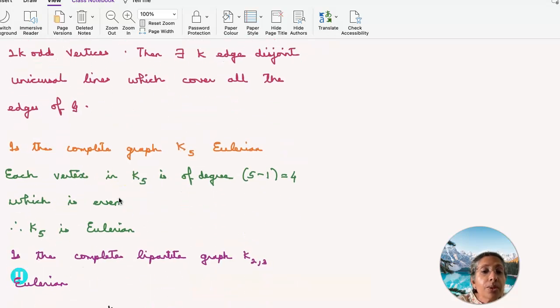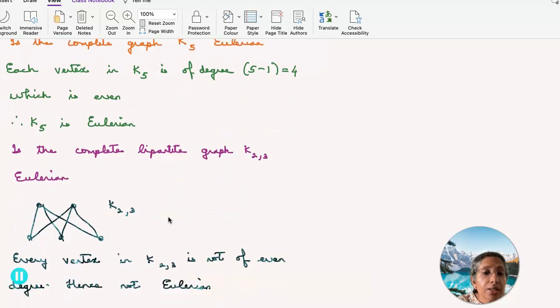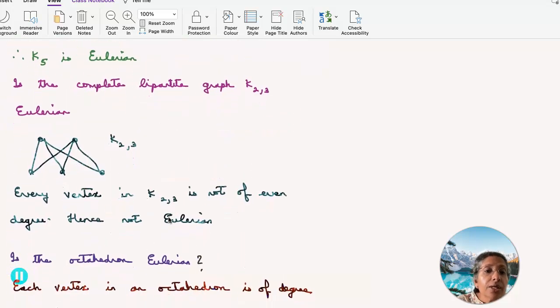Now coming to a simple question, is the complete graph K5 Eulerian? Each vertex in K5 is of degree 4, that is n minus 1, because K5 has 5 vertices, which is even. So K5 is Eulerian because we saw that a necessary and sufficient condition for a graph to be Eulerian is that the degree of every vertex be even. Is the complete graph K23 Eulerian? This is K23 and each vertex in K23 is not of even degree. As you can see, here you have two vertices of degree 3. So it is not Eulerian because the necessary and sufficient condition is not satisfied.